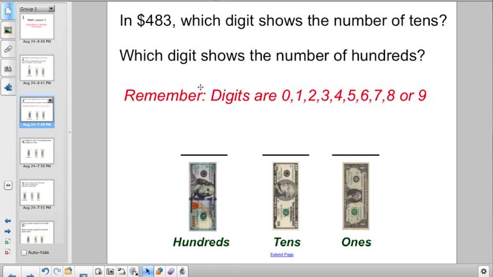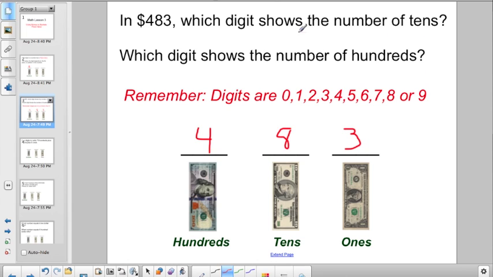So let's jump right into some questions. Here they're going to ask you, in $483, which digit shows the number of tens? If you truly can't figure that out, my advice is to write 3 little lines like this and just write the number they're talking about: 4, 8, and 3, right? And just a reminder, when they're talking digits, it's just a fancy word for the single numbers. The digits to choose from are 0, 1, 2, 3, 4, 5, 6, 7, 8, or 9, right?